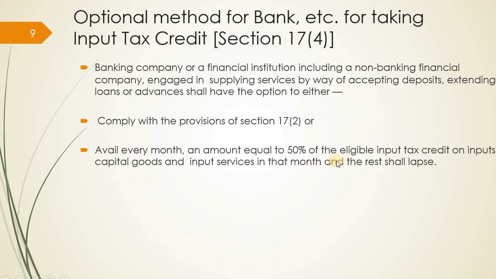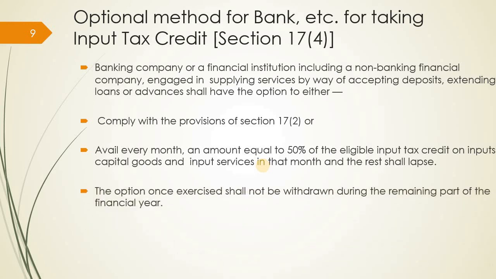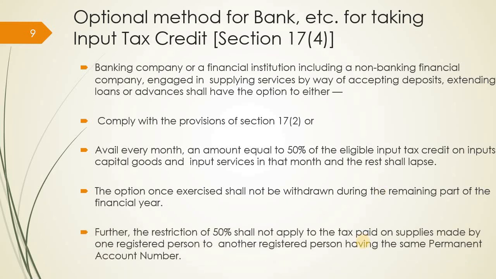So they can avail it monthly or annually, both chances are there, but they have to select one option. If they go for the monthly option, then only 50% of the tax is eligible as input tax credit. Once the option is exercised, it cannot be withdrawn. The same option has to be followed every year or throughout the financial year.